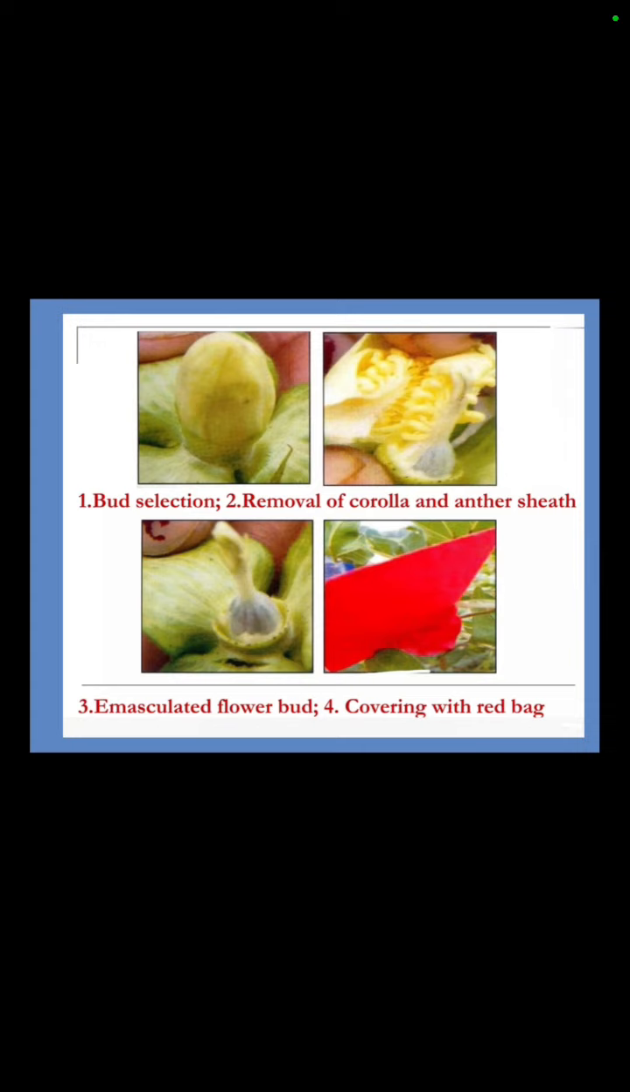This is a pictorial representation in which the first picture shows bud selection, the second shows removal of corolla and anther sheath, the third shows the emasculated flower bud, and the fourth shows covering it with a red bag.